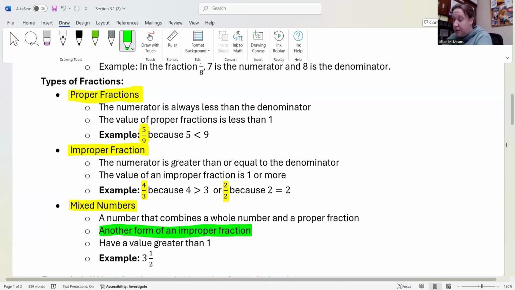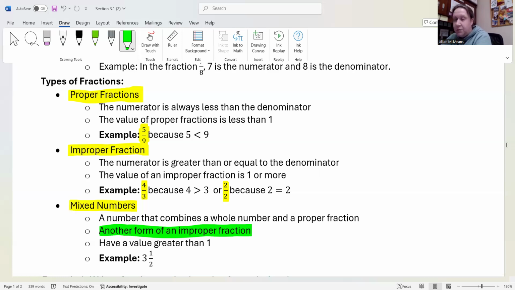So a mixed number is a number that combines a whole number and a proper fraction. Okay, so if you have some whole number and you add a proper fraction to it, you've created what's called a mixed number. And mixed numbers always have some kind of improper equivalent. Okay, so when you're dealing with mixed numbers, they always have a value of more than one.